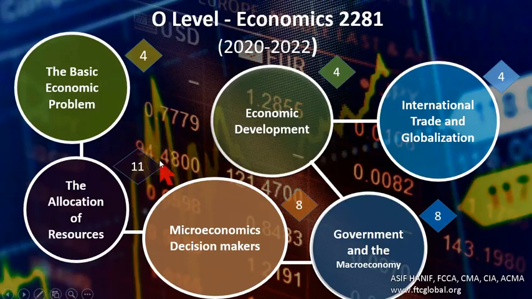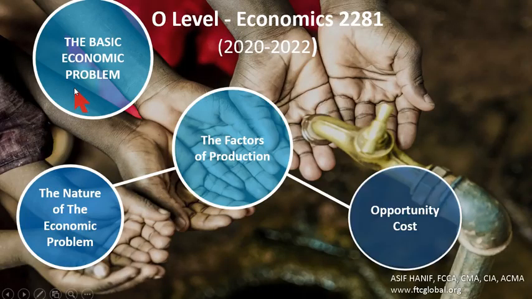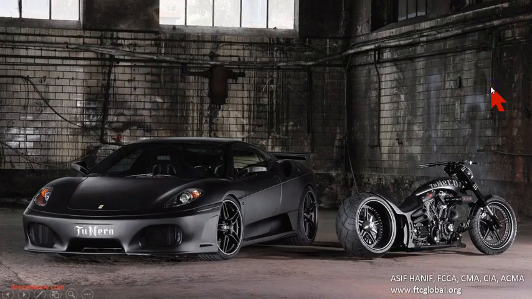Again, back to the overall structure of your economics syllabus. The basic economic problem, we've done the first three: the nature of the economic problem, the factors of production, and opportunity cost. The last topic from this subunit is the production possibility diagram, the production possibility curve, sometimes called the production possibility frontier, PPF. Here we go.